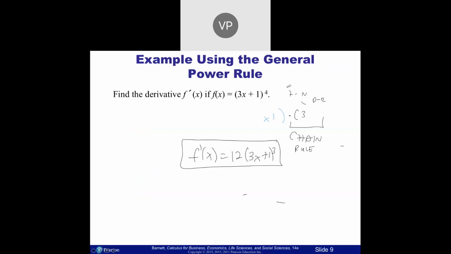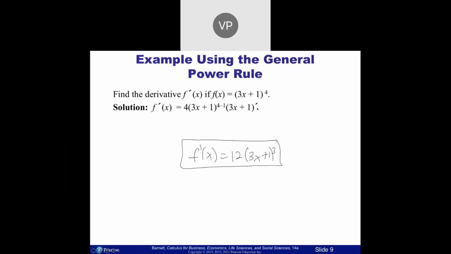You take the derivative as you normally would and just ask yourself, is the base something other than an x? Well, in our case, the base is 3x plus 1, so I'm going to take the derivative of that, and that's what I multiplied on the end to get this answer. Okay, so you see here, I'll look at how they work this out. They've done exactly what I did earlier. Remember, bring the 4 out front and drop the power down by 1.